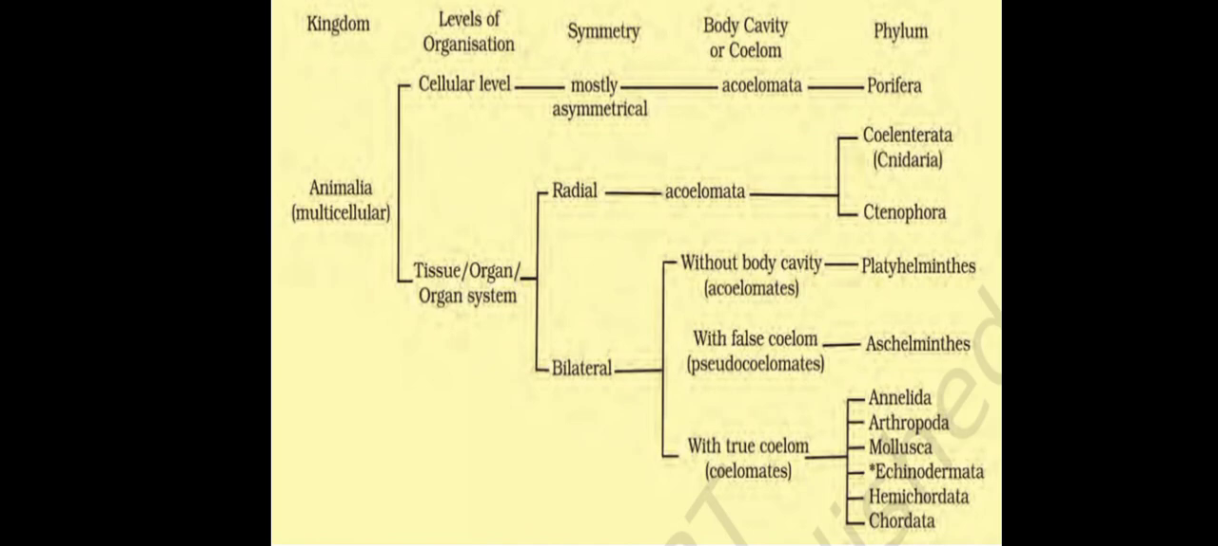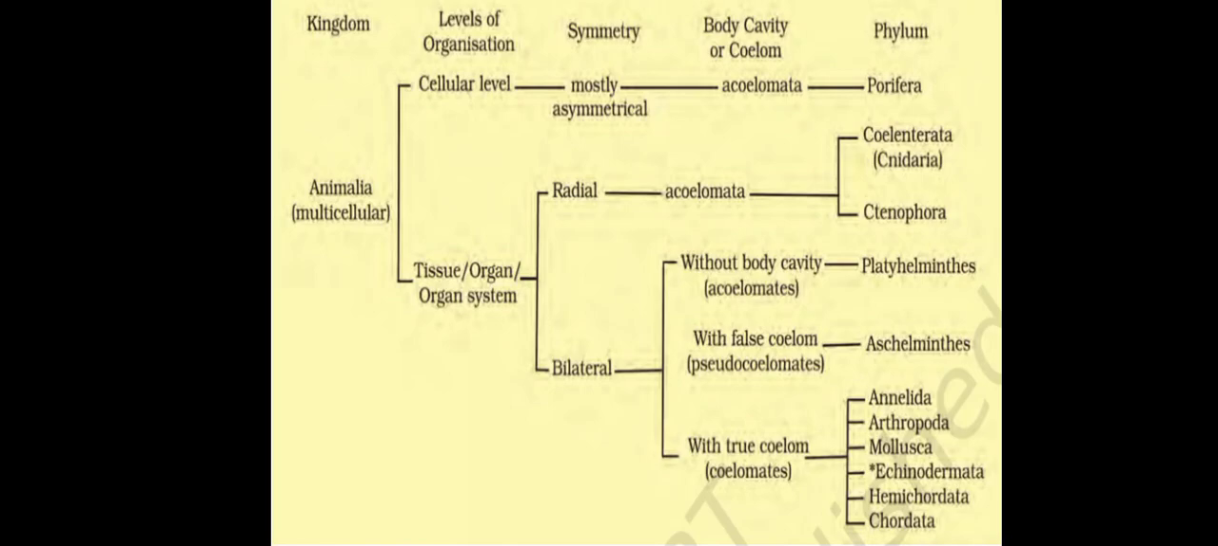Next feature, body cavity or coelom. Acoelomates, or those with no body cavity, include Phylum Porifera, Cnidaria, Ctenophora, and Platyhelminthes. Some have a false coelom or pseudocoelom. They are known as pseudocoelomates. Aschelminthes are of this type. Phylum Annelida, Arthropoda, Mollusca, Echinodermata, Hemichordata, and Chordata have a true body cavity, so they are known as coelomates.